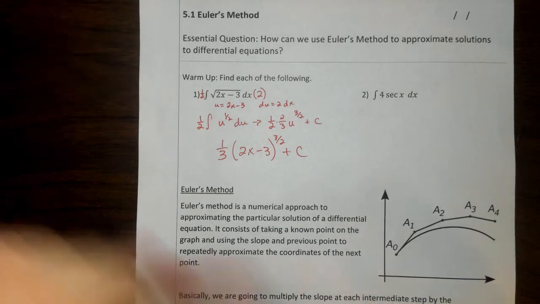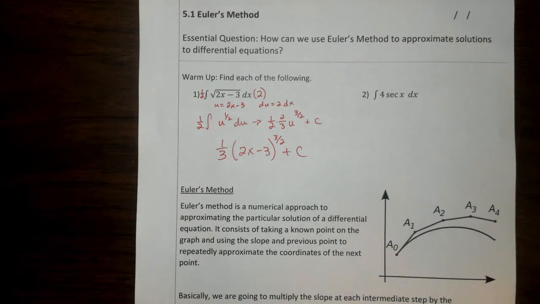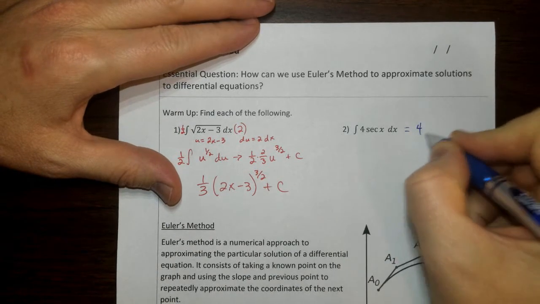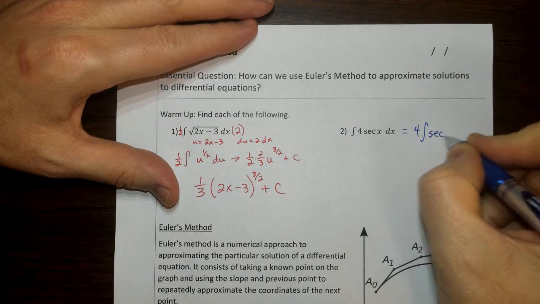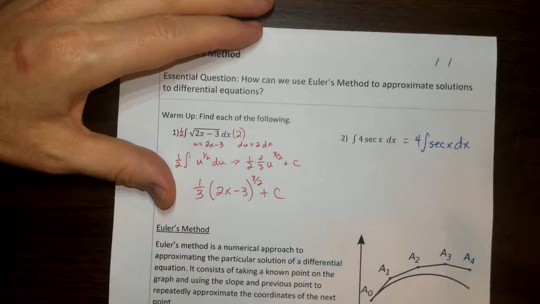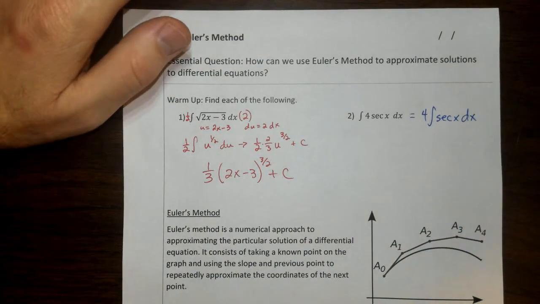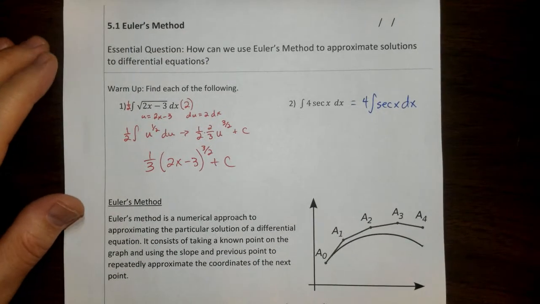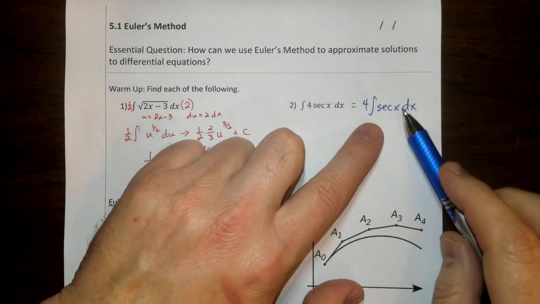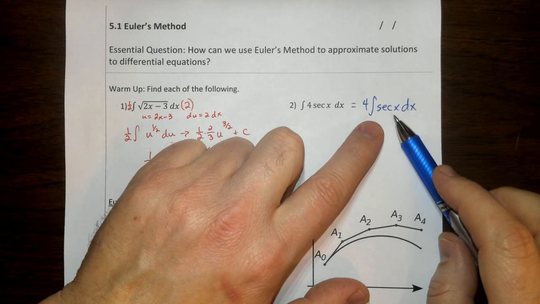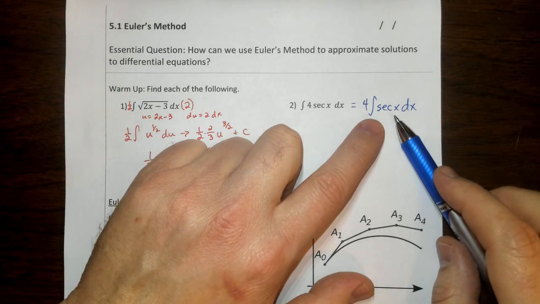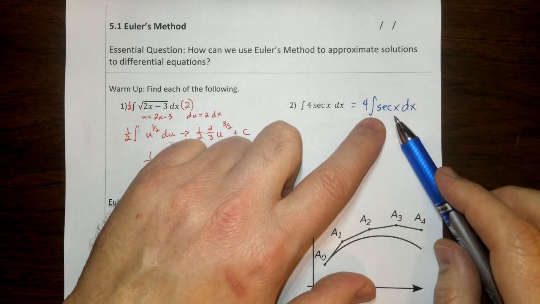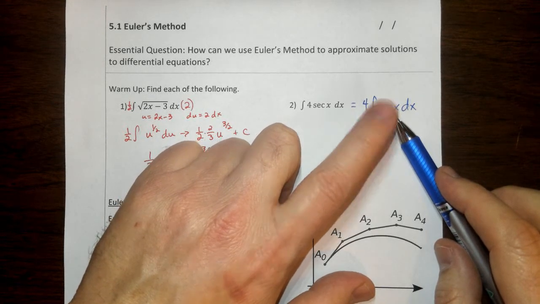Okay, for the second one, the first thing I'm going to do is kick the 4 out. I don't need that 4 to be there. And then we know the derivative of secant x is secant x tangent x. But we did spend a day going over the antiderivative of it. I'm not going to go through the proof of it. Please feel free to check your notes. It was section, I believe, 4.7 where we covered that. It was in December, so feel free to look back at that.